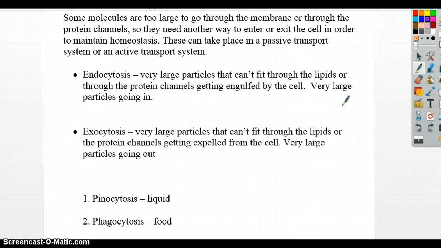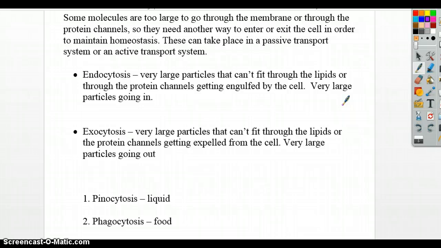If these particles happen to be a liquid type, then it is explained more as pinocytosis. If it is a solid or food type of particle, it's known as phagocytosis. So phagocytosis and pinocytosis are two types of endocytosis and exocytosis, just depending on what type of material is going in or going out. So if it's a liquid going in, it's endocytosis, but you could also call it pinocytosis. If it's a liquid going out, it's an example of exocytosis, but also pinocytosis.